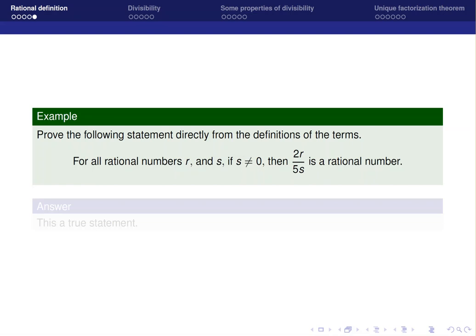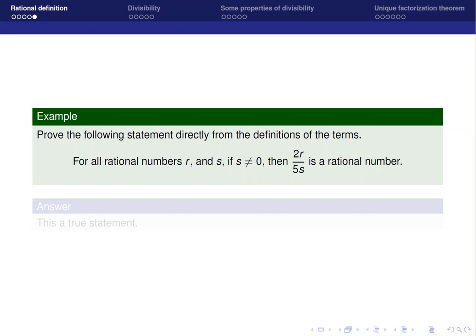The next example says to prove the following statement directly from the definitions of the terms. So we cannot use any previous theorems or corollaries to do this problem. We have to go off the definition of a rational number. It says, for all rational numbers R and S, if S is not equal to 0, then the fraction 2R divided by 5S is a rational number.